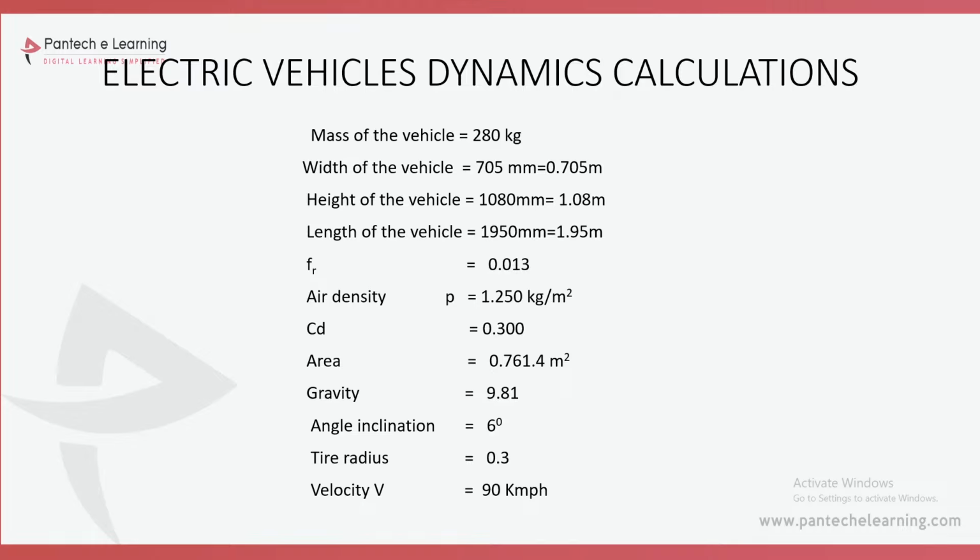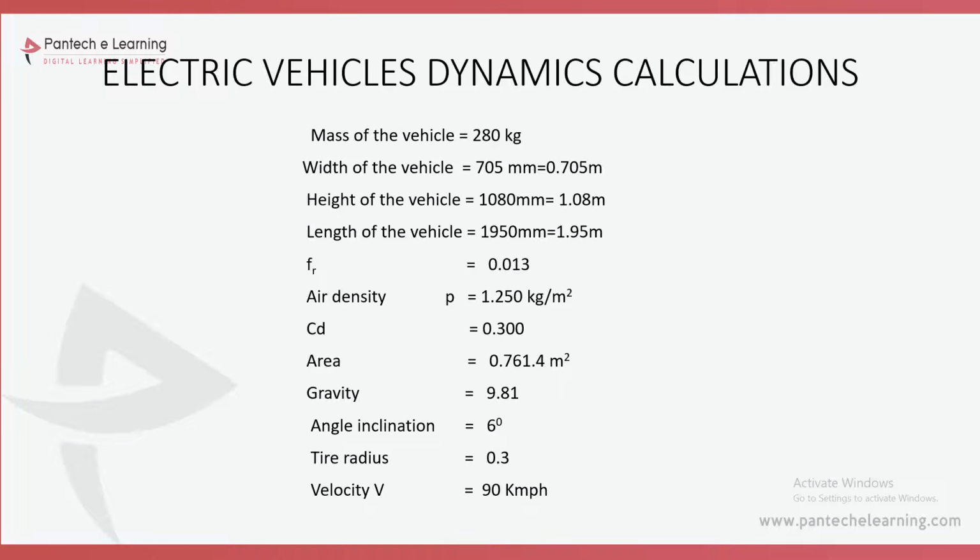We have considered the total weight of the vehicle as 280 kg. Width of the vehicle is 705 mm, height is 1080 mm, and length is 1950 mm. We chose the aerodynamic coefficient. In South India, air density is 1250 kg per meter cube. CD, the aerodynamic coefficient, is 0.30. From the width and height we can get the area value. Gravity is 9.81, angle of inclination is 6 degrees, tire radius is 0.3, and velocity is 90 km per hour.